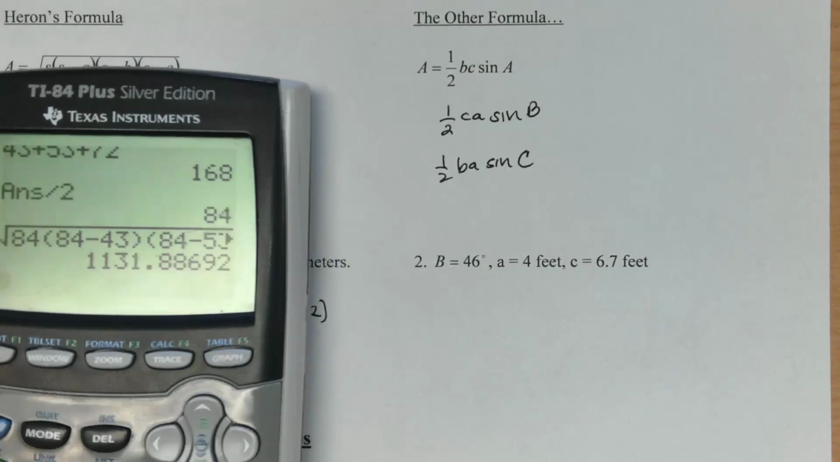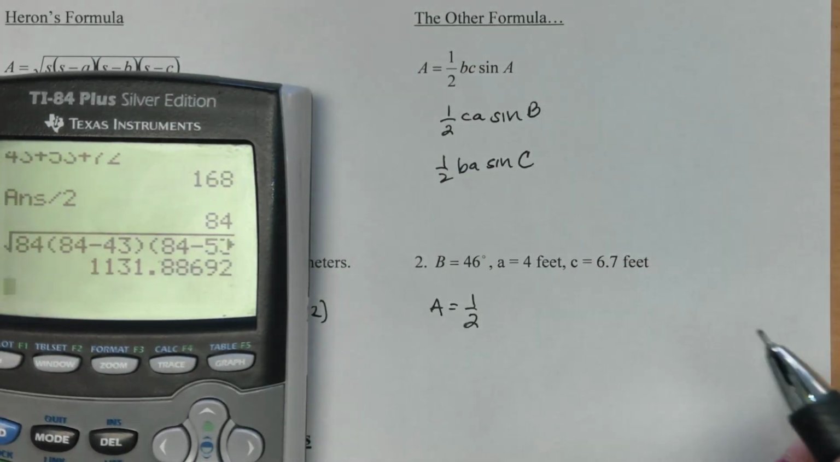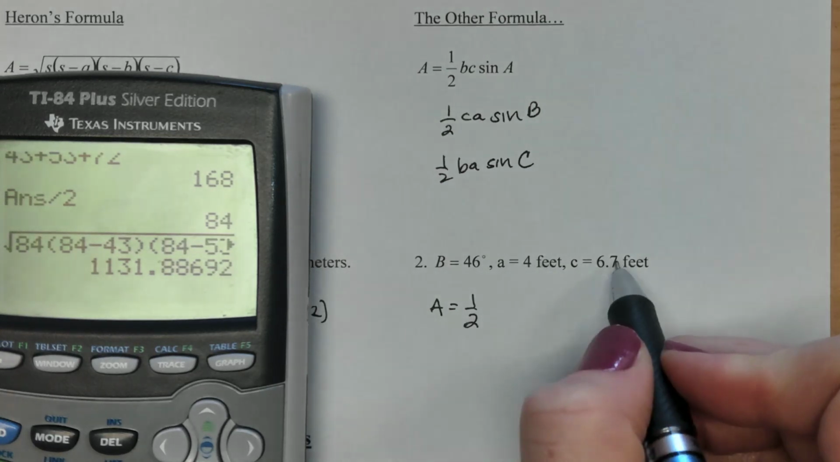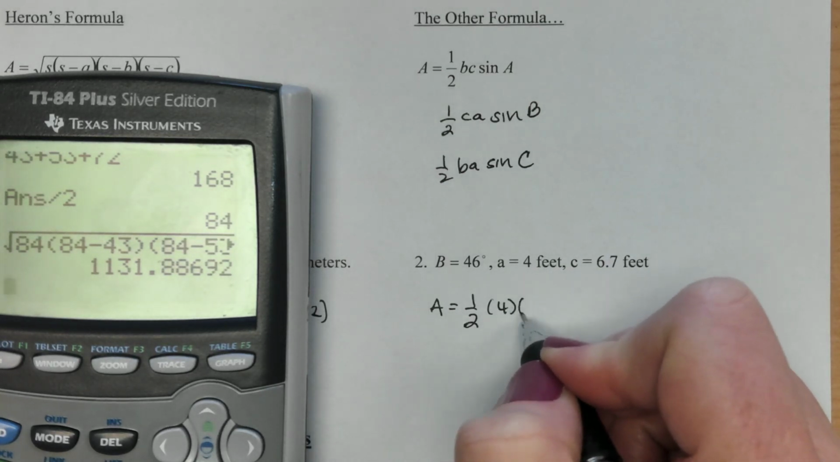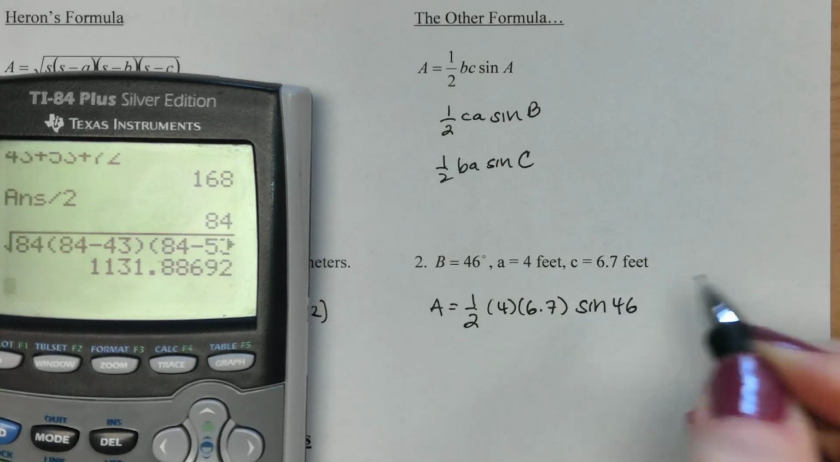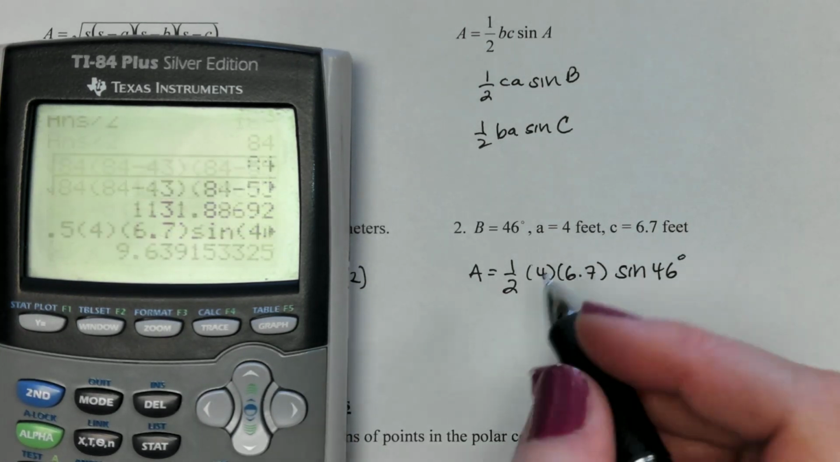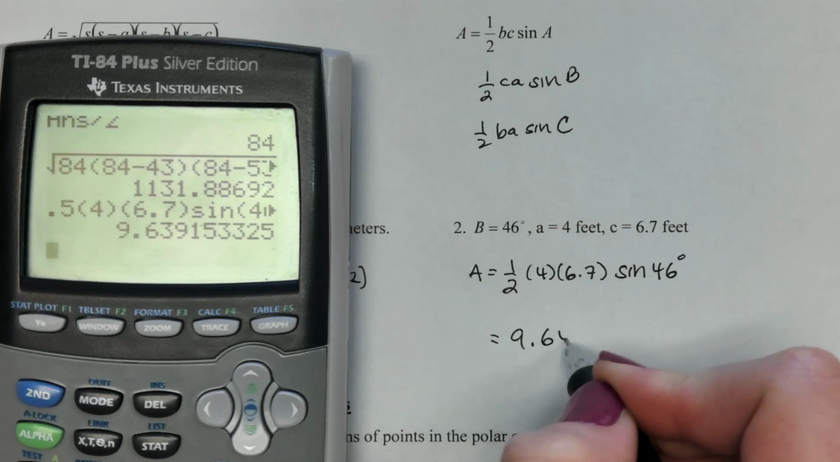The other formula says that we just have to do 1/2 and then times each letter. So looks like I've got 4 and 6.7 as my sides, and then I've got sine, and my angle is 46, and you could just type that in your calculator. I suggest just doing the half as a 0.5, and then times 4 and 6.7 and sine 46. This is a degree measure. Make sure your calculator is in degrees, and you should end up with about 9.64.